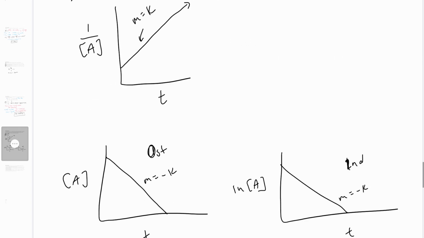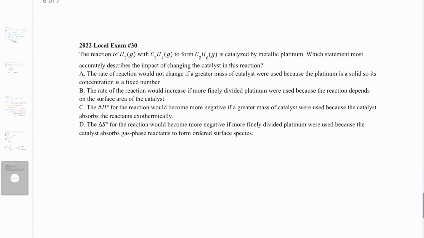Let's go to the last one, which is question 30. The reaction of H2 gas with C2H4 to form C2H6 is catalyzed by metallic platinum. Which statement most accurately describes the impact of changing the catalyst in this reaction? A, the rate of reaction would not change if a greater mass of catalyst were used because the platinum is a solid, so its concentration is a fixed number. That's not true. You can add more platinum and increase the concentration.